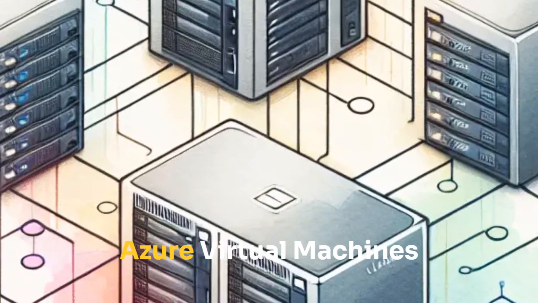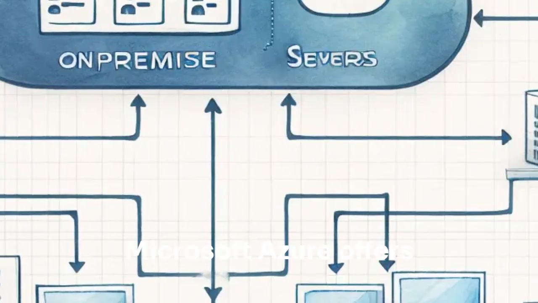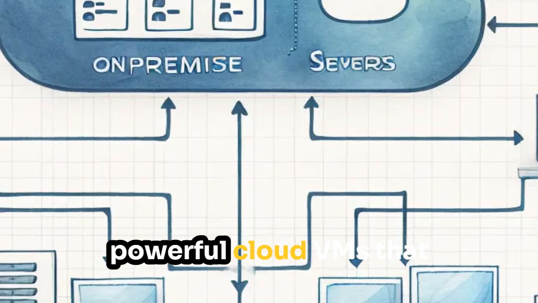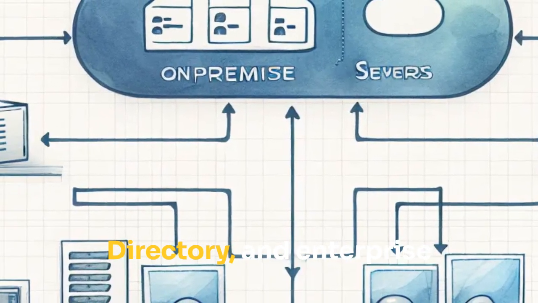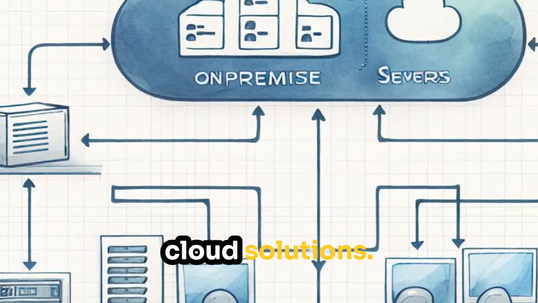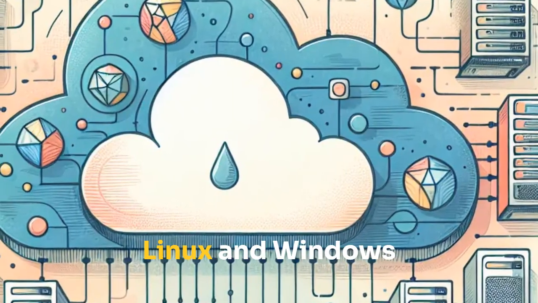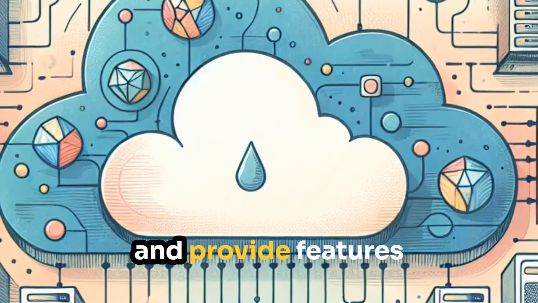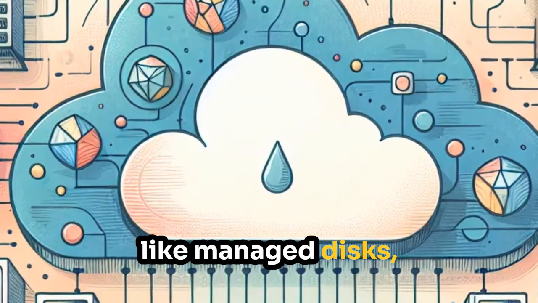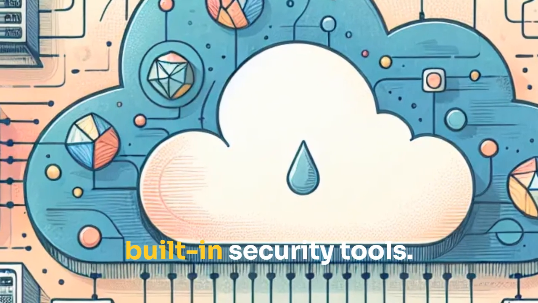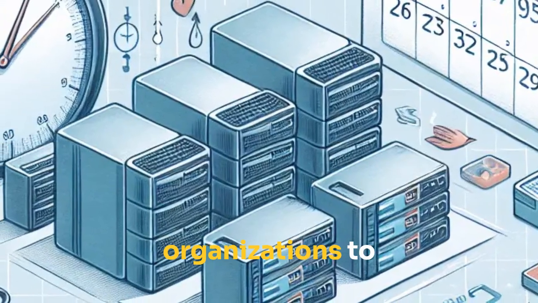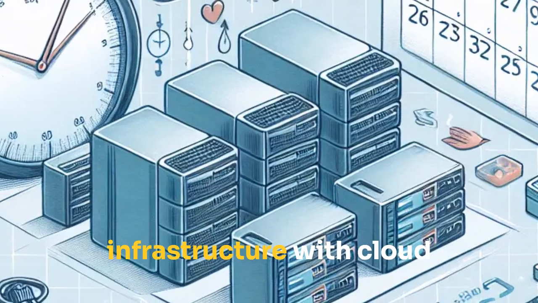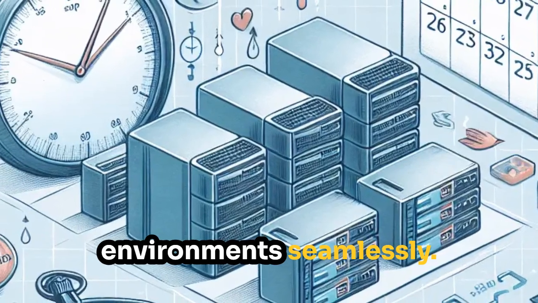Introduction to Microsoft Azure Virtual Machines. Microsoft Azure offers powerful cloud VMs that integrate natively with Windows Server, Active Directory, and enterprise cloud solutions. Azure VMs support Linux and Windows operating systems and provide features like managed disks, availability sets, and built-in security tools. Azure's hybrid cloud capabilities allow organizations to connect on-premise infrastructure with cloud environments seamlessly.